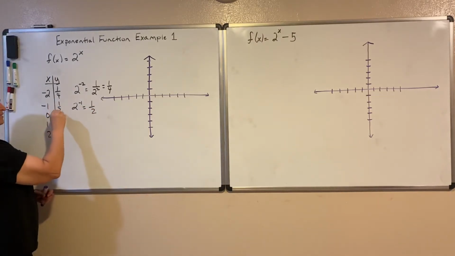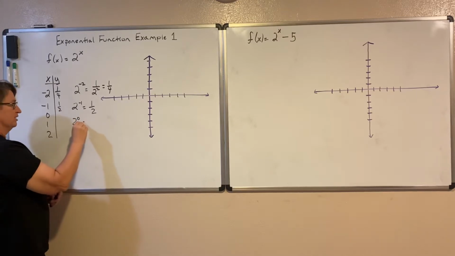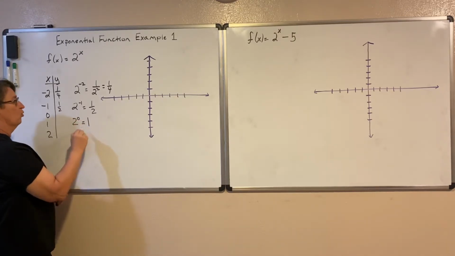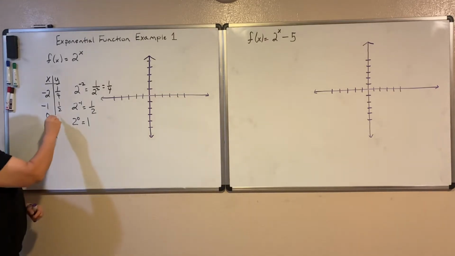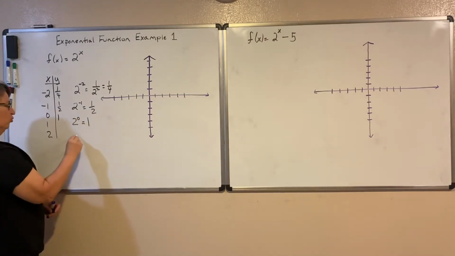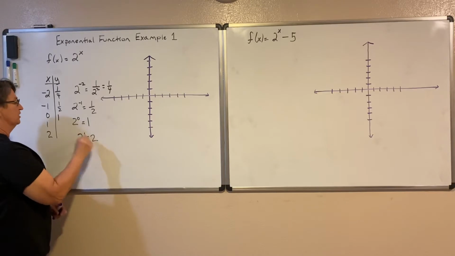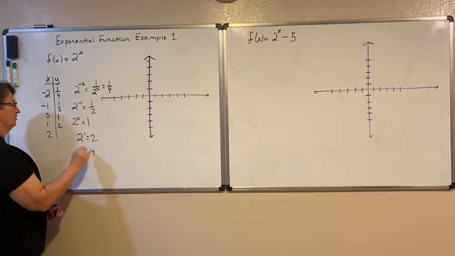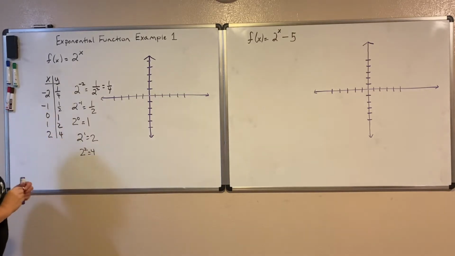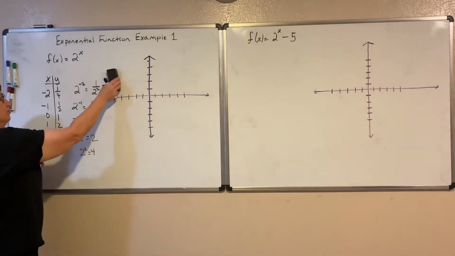When I put in 0 power, 2 to the 0 power is equal to 1, because any non-zero number raised to 0 power is equal to 1. When I put in 1, 2 to the first power is just 2. And when I input 2, 2 squared is equal to 4. I'm going to graph those 5 points on this coordinate plane.